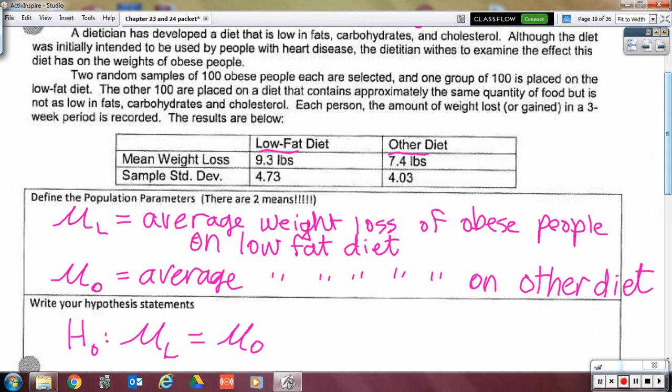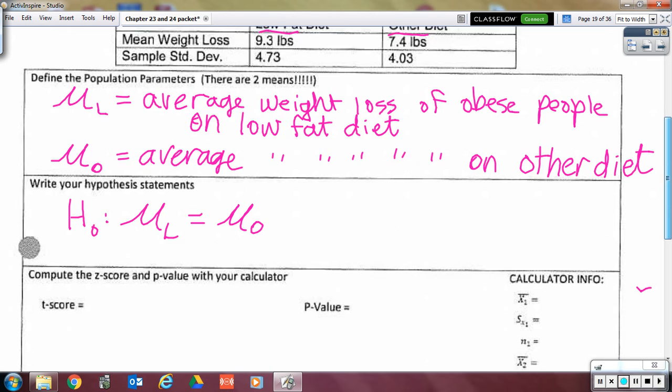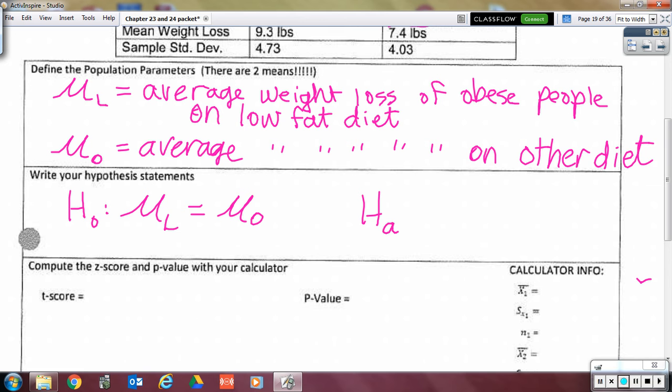do they wonder? They wish to examine the effects. So do we say one way or the other? They just want to imagine that they're different? Yeah, it sounds like they're not speculating as to how that is. They just want to examine the effects that this diet has. So that's the just not equal to. It doesn't say to see if one is more or less than the other. All right, so the alternative is going to be that mu of L is not equal to mu of the other diet.